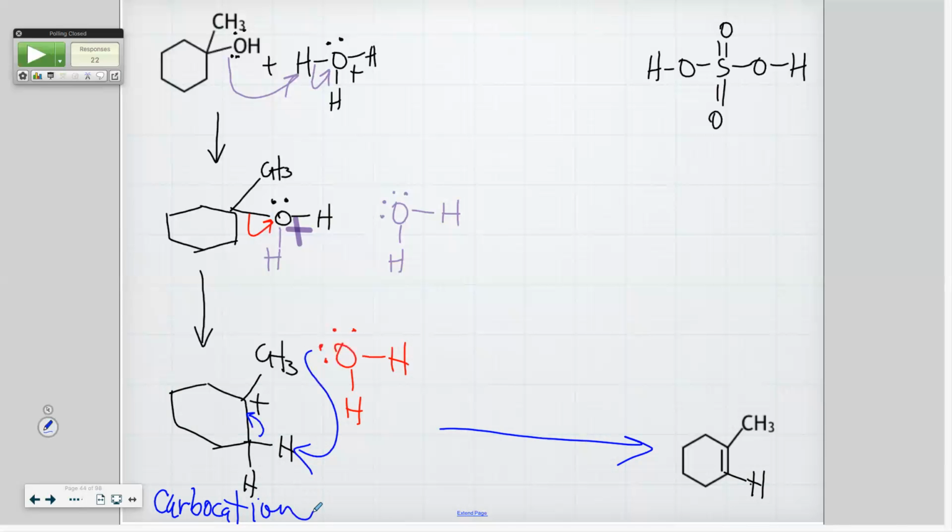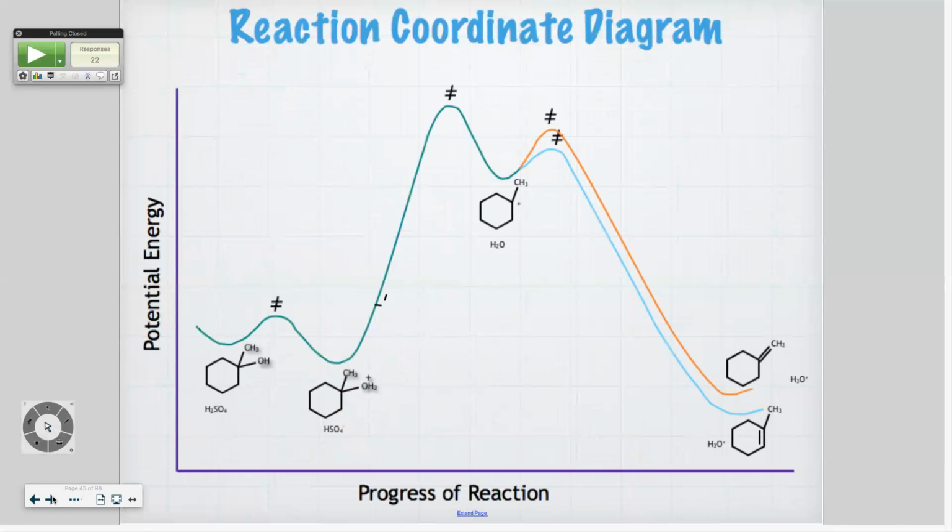Okay, so do you see the 3 steps? I got them up there. Okay, this is your reaction coordinate diagram. Notice that there are 3 steps, so we're going to have how many mountains? 3 mountains. Okay, 1, 2, and 3. I'll explain the 2 colors over there in a minute.